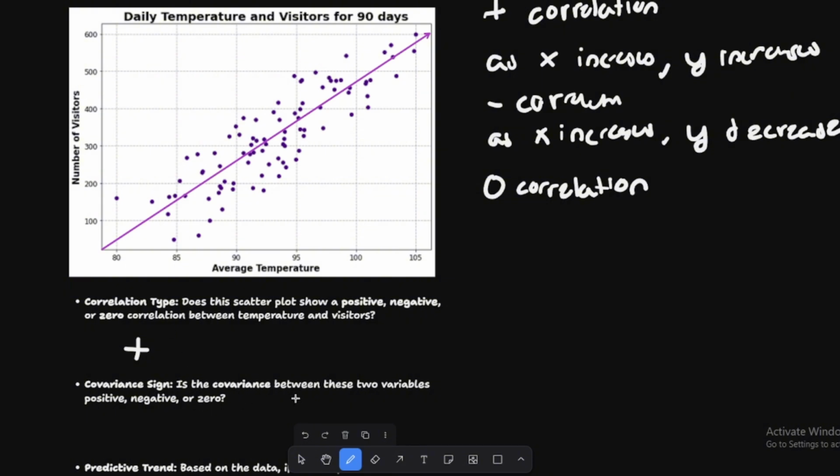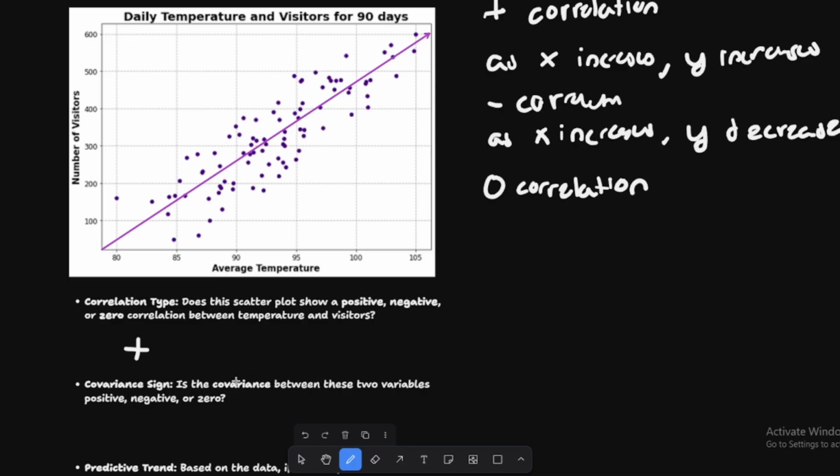Is the covariance between these two variables positive, negative, or zero? Now, if you don't know what covariance is, we discussed it in the last video on probability and statistics, and you should probably go back to that video and check it out and then come back to this one. So now let's answer the question. Is the covariance between these two variables positive, negative, or zero?